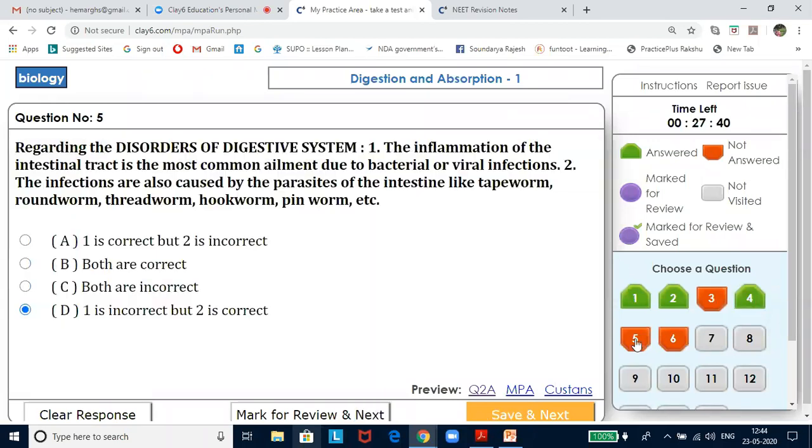Sorry, fifth one. The inflammation of the intestinal tract is the common ailment due to bacterial or viral infections. Infections sites of the intestine like tapeworm, roundworm, threadworm, hookworm, pinworm, etc. Now here both are correct. Both the statements are correct.